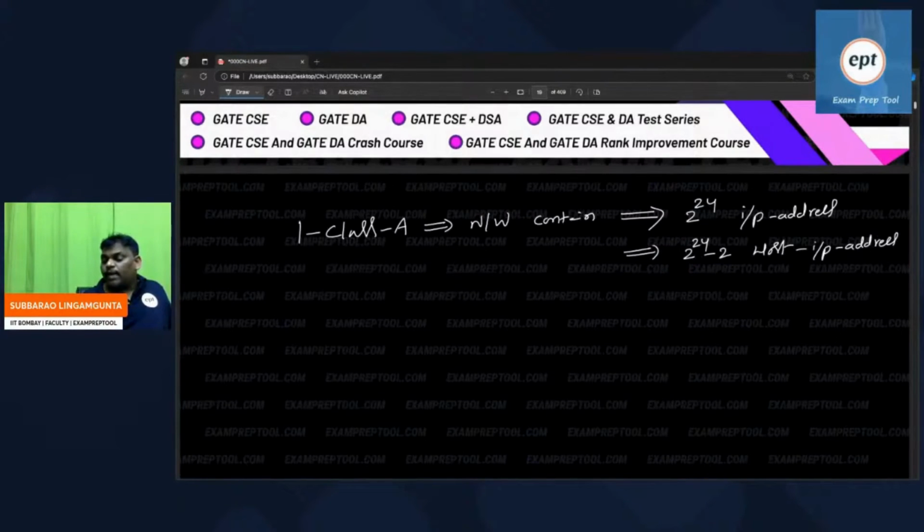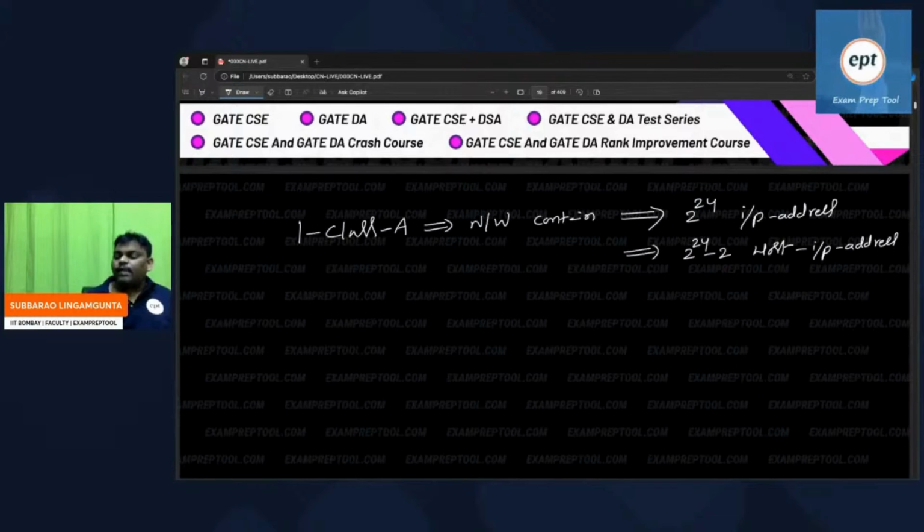One class A network contains 2 power 24 IP addresses. Out of those, one IP address, host part all zeros, is given special purpose: network ID. One more IP address is the broadcast address. The remaining you can give for a host purpose. Remember, 2 power 24 all are IP addresses only, but 2 IP addresses are used for special purpose. You cannot give those IPs for computer purpose. Computer means host. So please be careful.